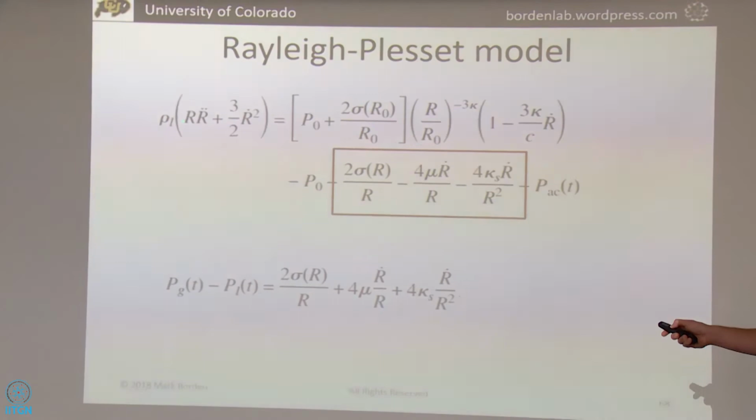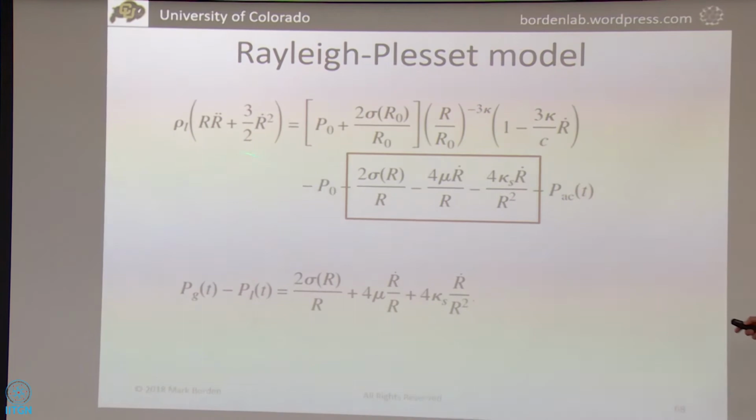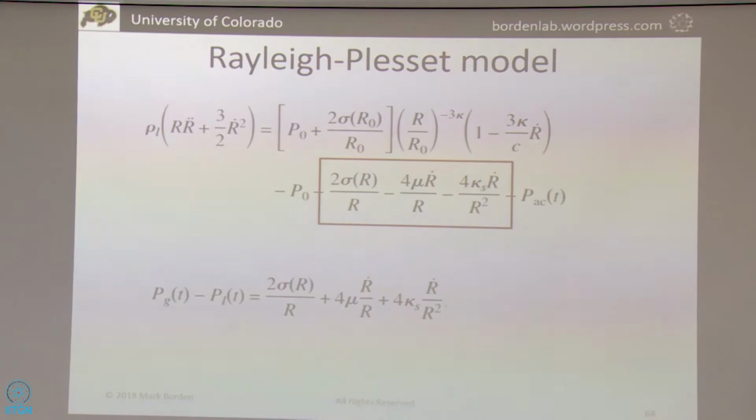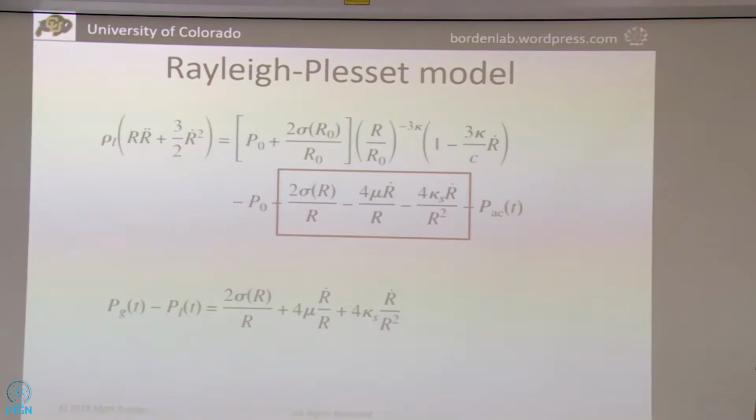There's a square in here. All the terms are double dot. But it's an ordinary differential equation. It's nonlinear, but it's ordinary. It's not a partial differential equation. So you can solve it in Matlab.